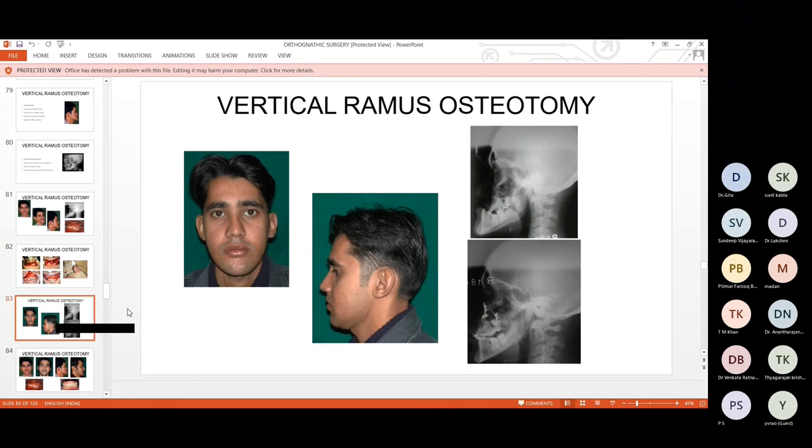You can see that the inverted mandible osteotomy is like a long strip of bone, with the condyle in position, the mandible has gone back, and the maxilla is advanced forward. You can see the previous radiograph and the current radiograph, and that is his profile.